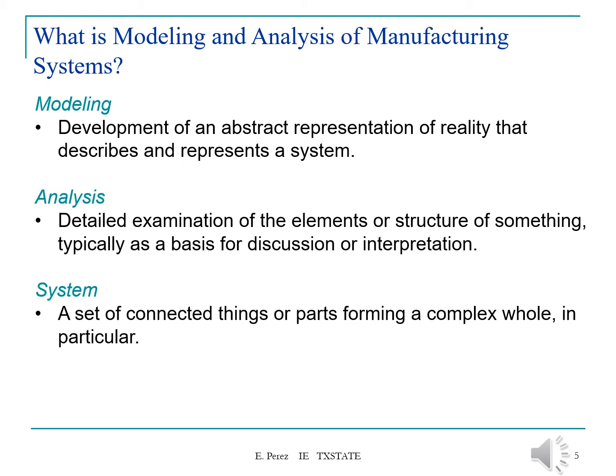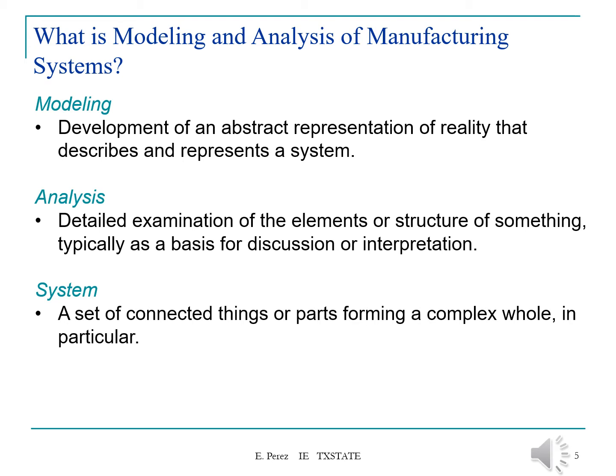So when we discuss modeling, we are basically trying to abstract the most important characteristics of a system and represent them in an abstracted way. Meaning it could be a computer program, it could be a mathematical model, and so on. So that's what we are trying to do. We're trying to develop this abstract representation of reality in which we account for the most important components or characteristics of the system.